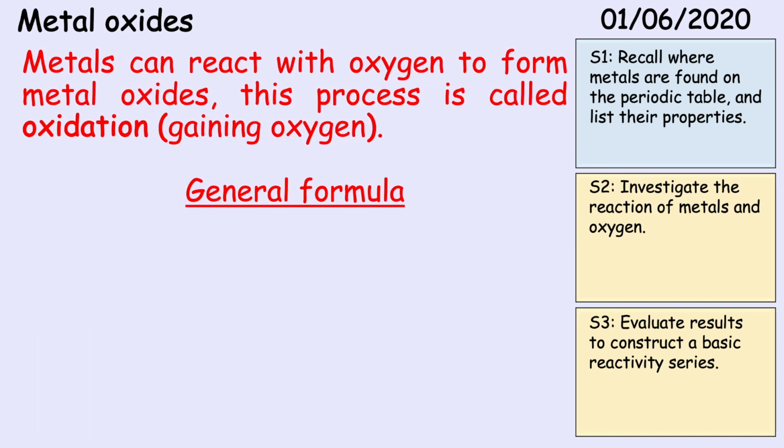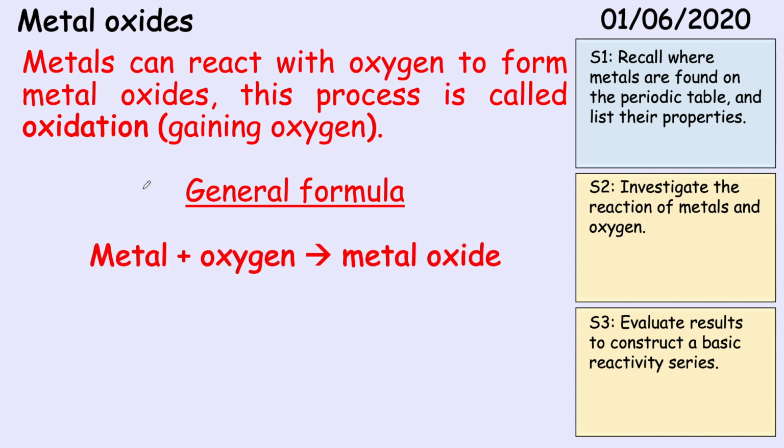Now we know that when a metal reacts with oxygen, it forms a metal oxide, and this is called oxidation. And this is quite simply just gaining oxygen. Now we're going to look at the general formula now, so you can write the product of oxidation for whatever metal you're presented with. So copy this down, and then let's have a go at the example.